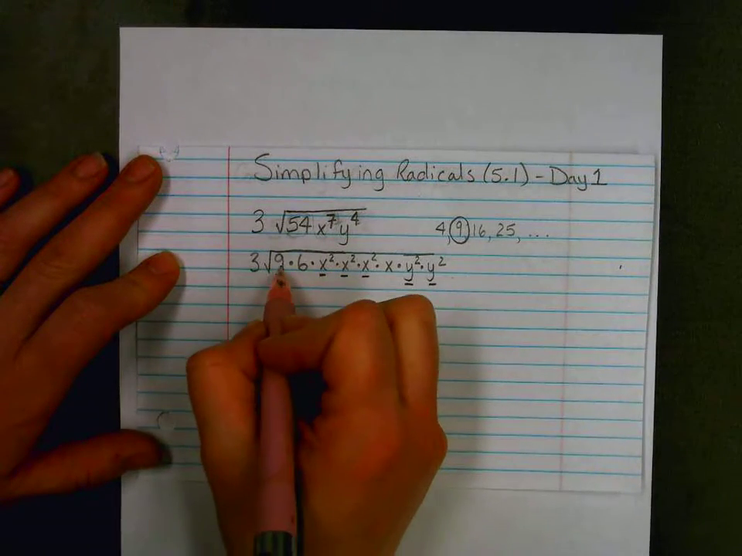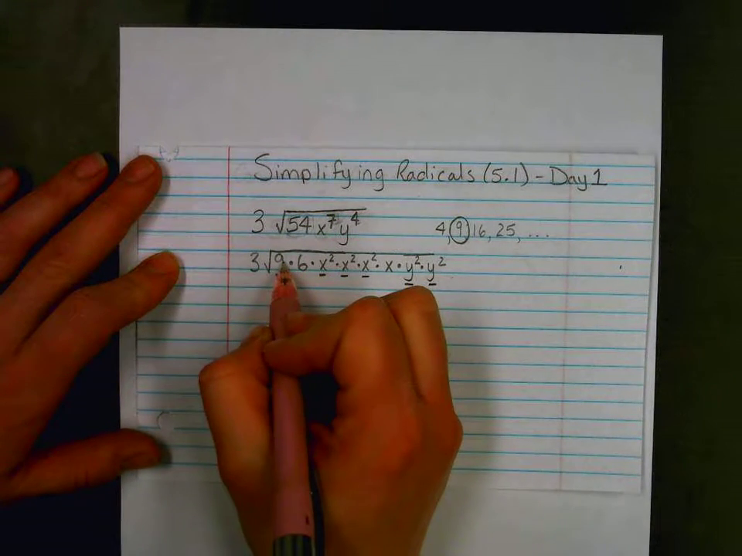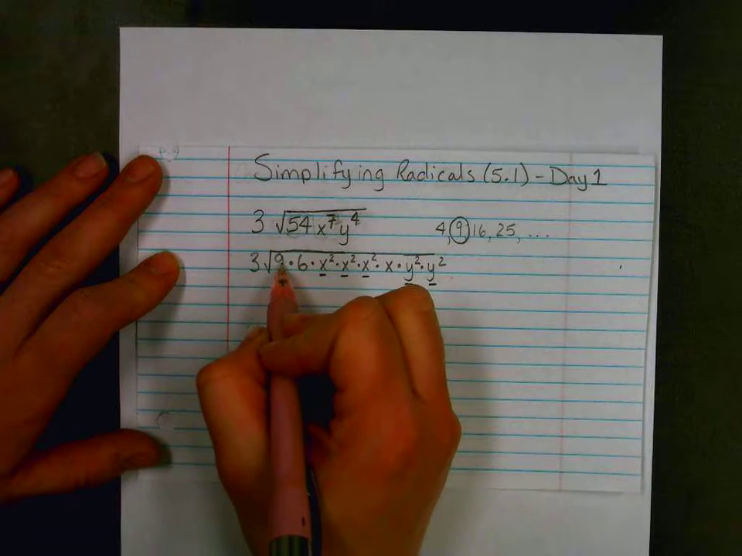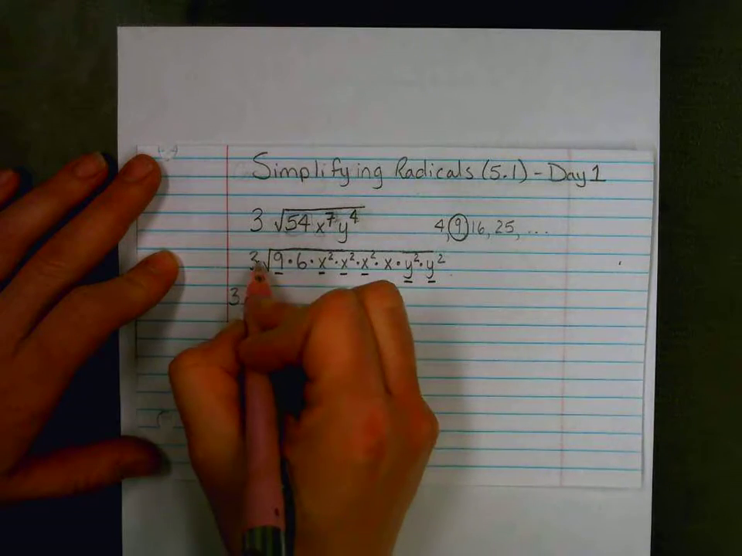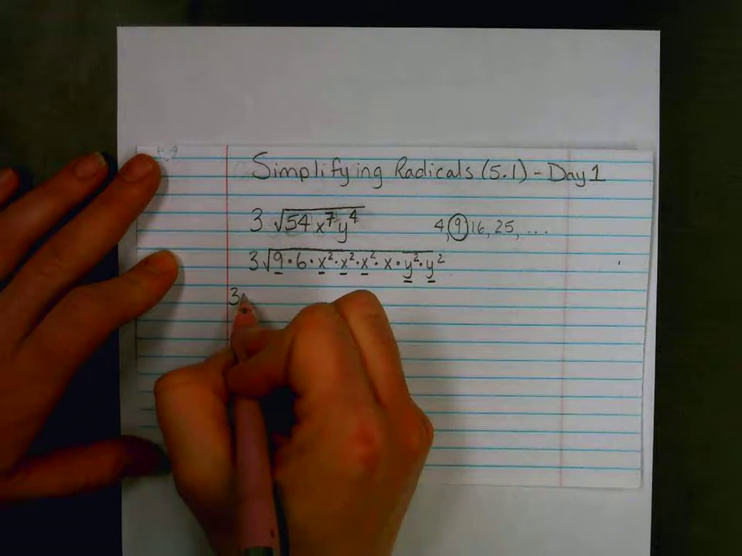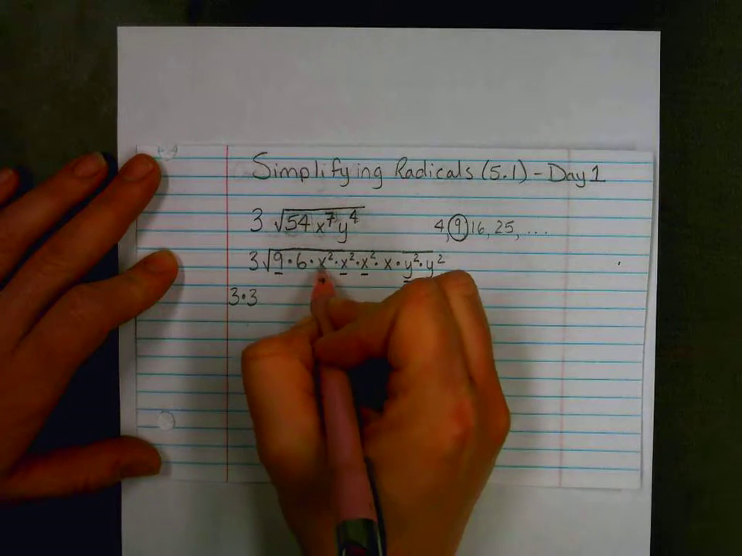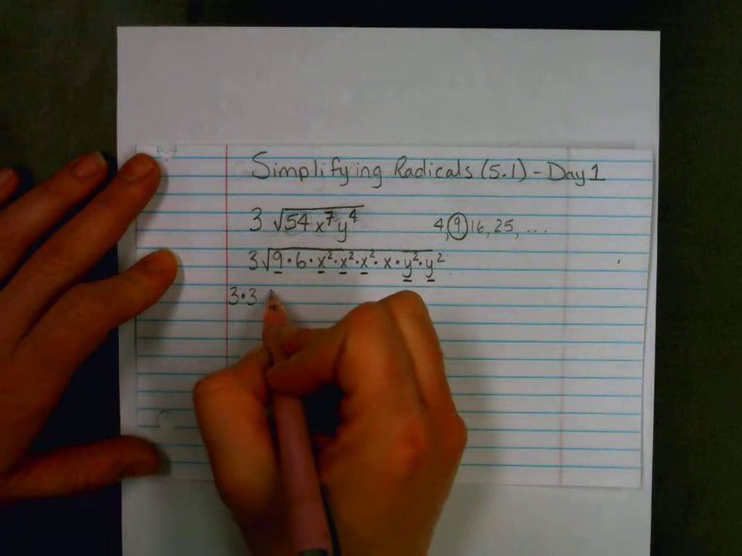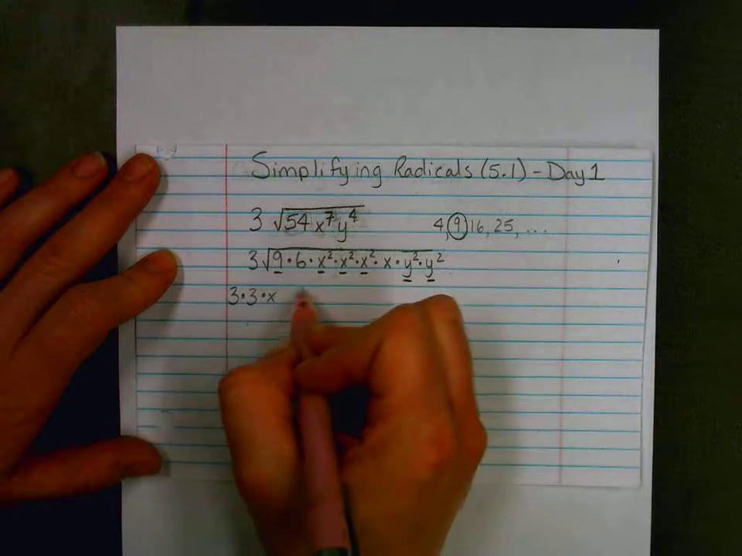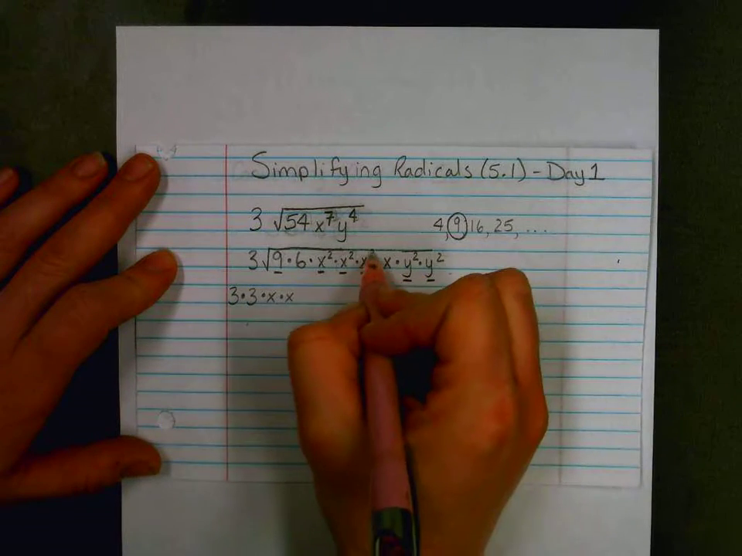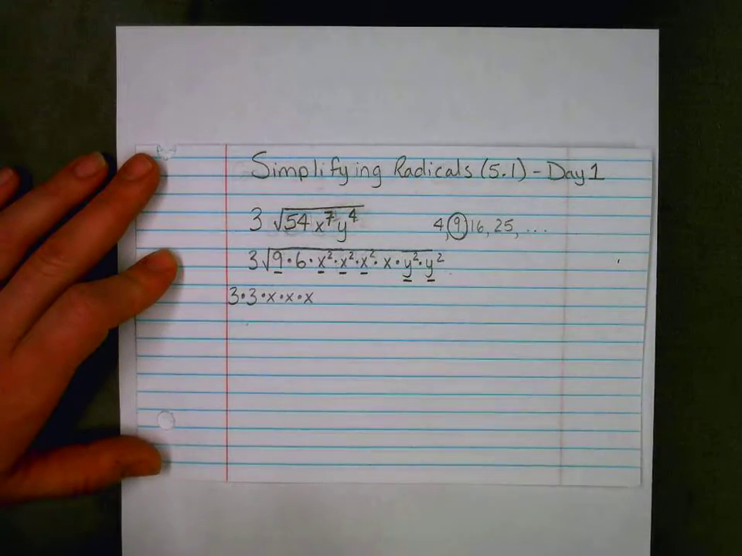So when I bring 9 outside the radical, remember I am taking the square root of this value. Square root of 9 would be 3. So I still have this 3 outside the radical, and it's being multiplied by whatever I am bringing outside. So I'm going to multiply this by the square root of 9. I'm going to multiply it by the square root of x squared, which in that case is simply x. I'm going to multiply it by the square root of this x squared, which is simply x. And I'm going to multiply it by the square root of this x squared, which again is simply x.